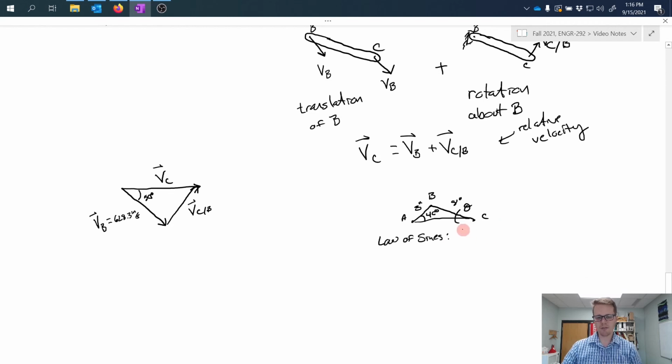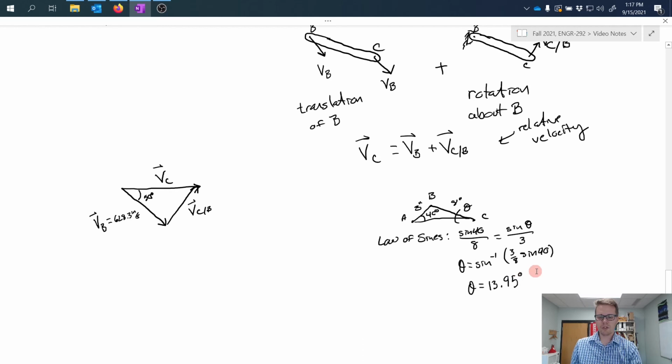So the law of sines would give me that the sine of 40 over 8 must be equal to the sine of theta over 3. So this angle corresponds to the side length of 3, and the 40-degree angle corresponds to the side length of 8. So using this and solving for theta, I get something like this. And that gives me an angle of 13.95 degrees.